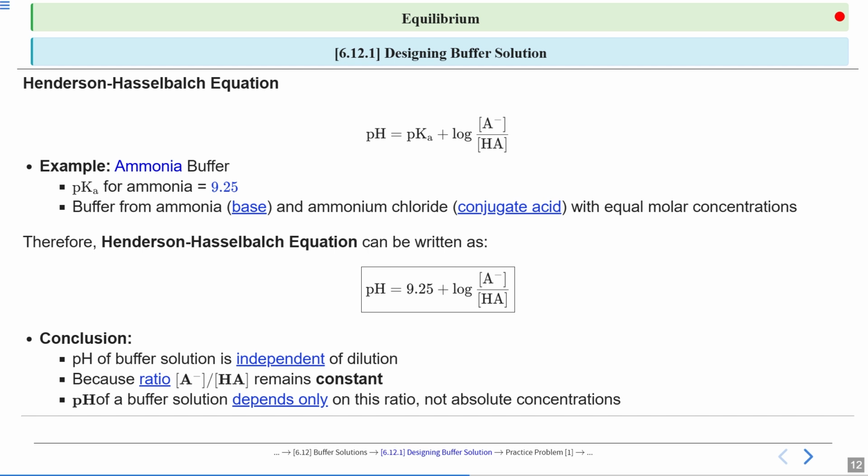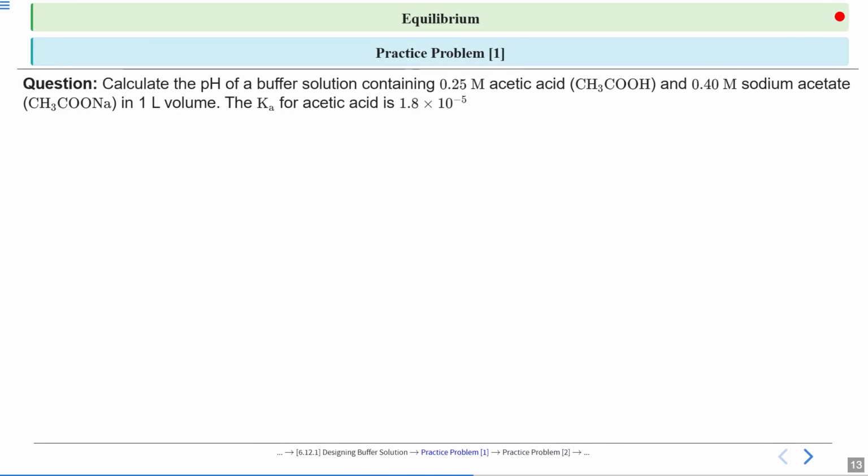Now moving on further, we will do a question on the same. You have to calculate the pH of a buffer solution which contains 0.25 acetic acid and 0.40 sodium acetate, and the whole thing is kept in a 1 liter volume. You already know the value of Ka, which is 1.8 times 10 to the power minus 5. Now you have to simply use the formula to calculate the pH of this given buffer solution.